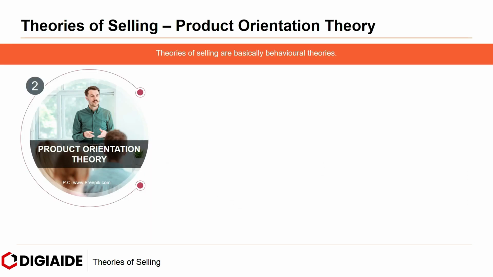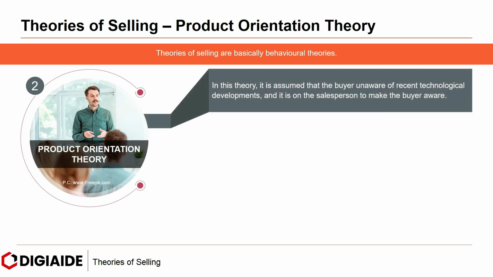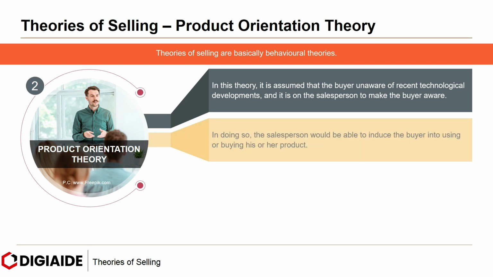Moving on to the next theory of selling, that is the product orientation theory. In this theory, it is assumed that the buyer is unaware of recent technological developments and it is on the salesperson to make the buyer aware. In doing so, the salesperson would be able to induce the buyer into using or buying his or her product.